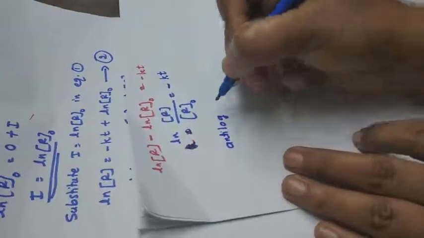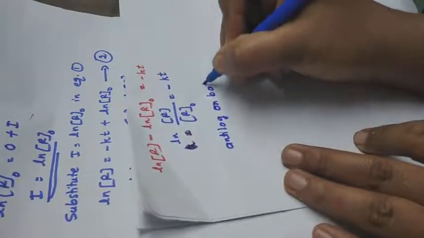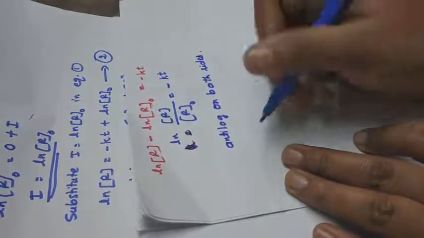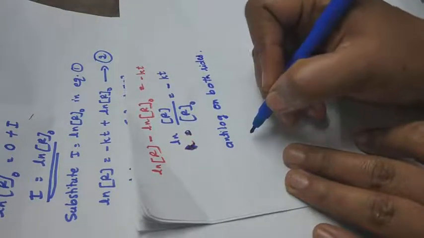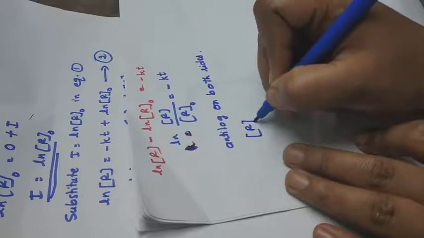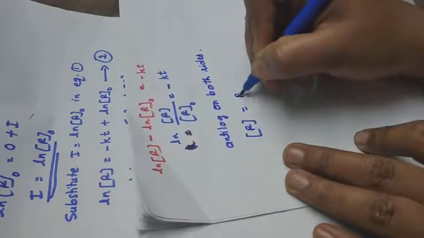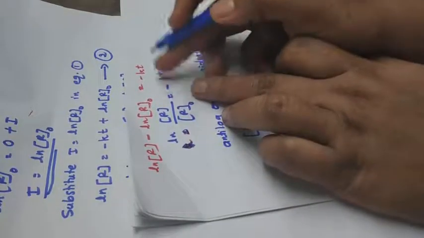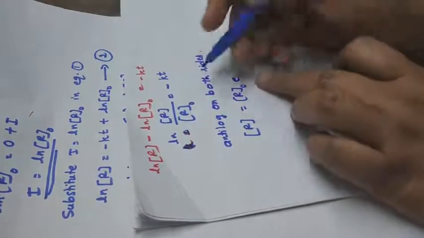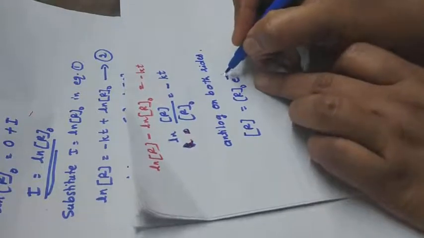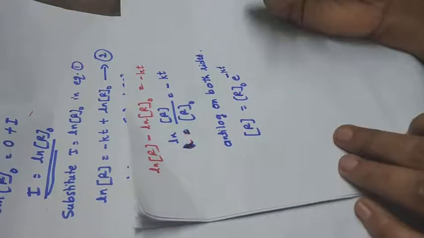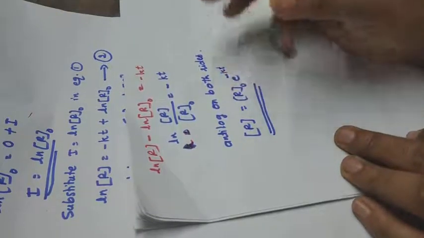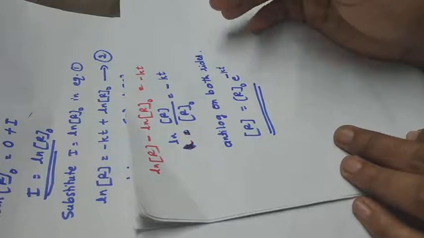Now if you take anti-log on both sides, we get R equal to R naught into e to the power minus kt, because ln goes to the other side and becomes e to the power. So this is another equation. These equations are all important for problems.